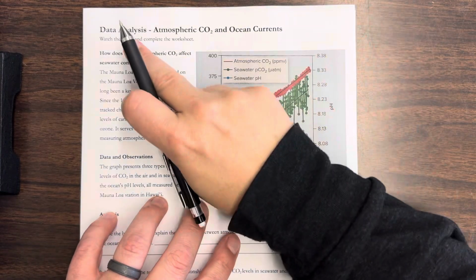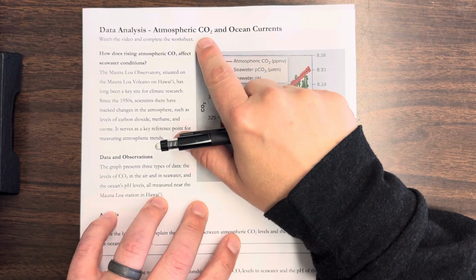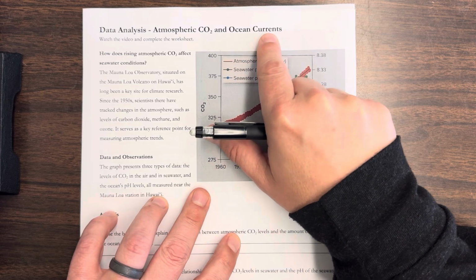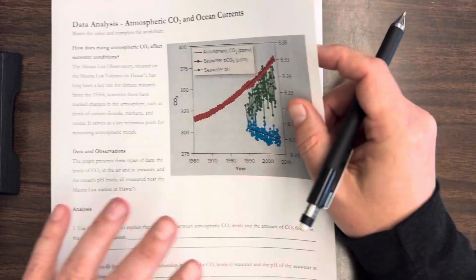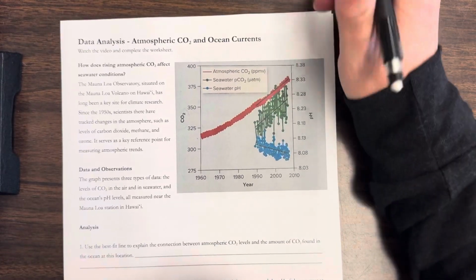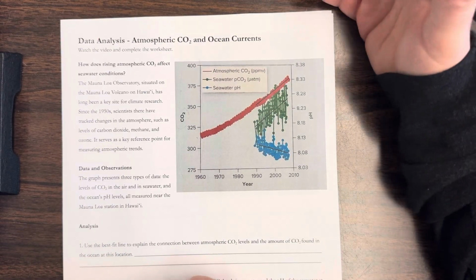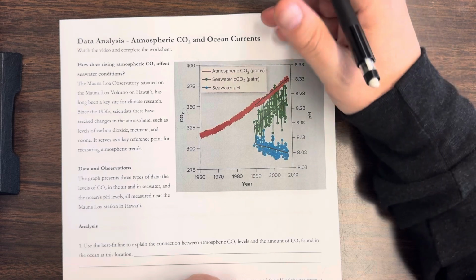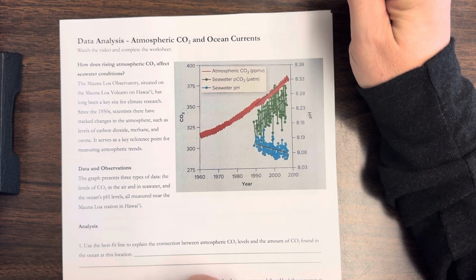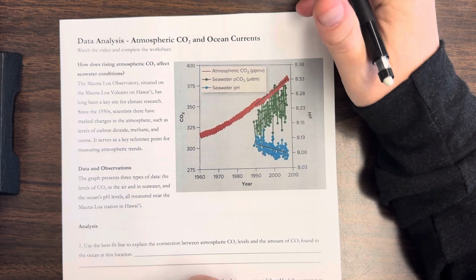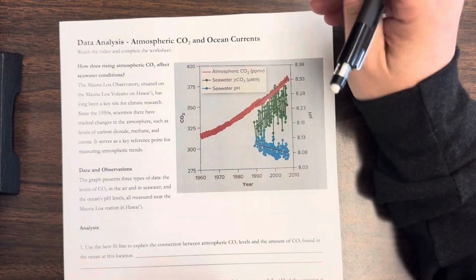Hello, today I'm going over data analysis, atmospheric CO2, and ocean currents. And we have a couple of graphs that we're going to look at here and here, where really we're looking at data either in graphs or on maps, but seeing what the trends in data are and seeing if we can understand what those trends mean, how they are related.